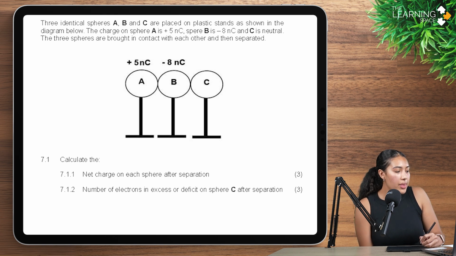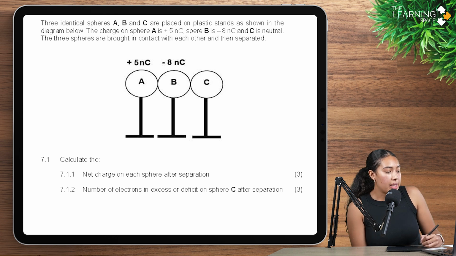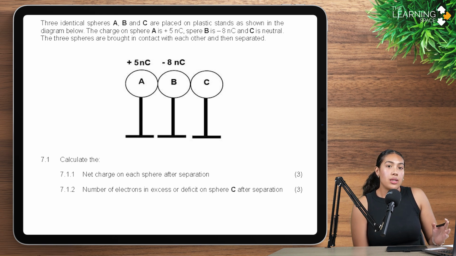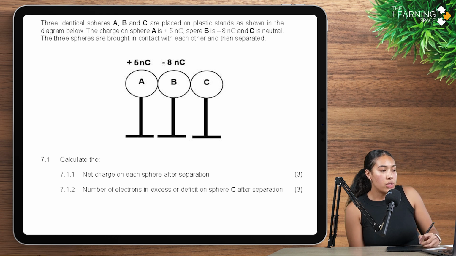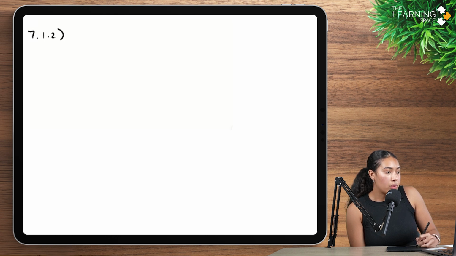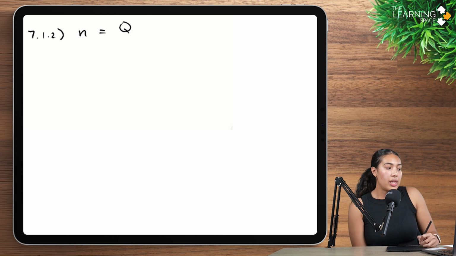7.1.2, they ask us then to calculate the number of electrons in excess or deficit on sphere C after the separation. We know that sphere C is going to have an excess of electrons because it's negatively charged, right? But now we just need to go about calculating it. The formula that is appropriate here would be N is equal to Q over Qe, right? So that is the number of electrons is equal to the overall charge divided by the charge of an electron, right?